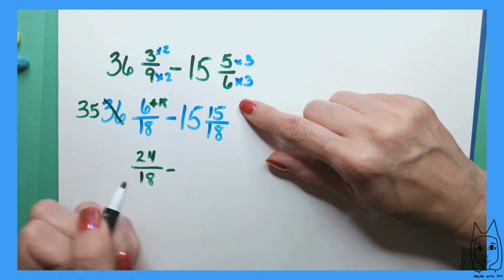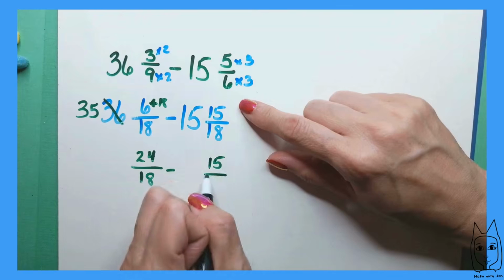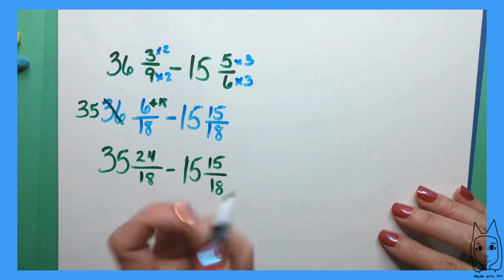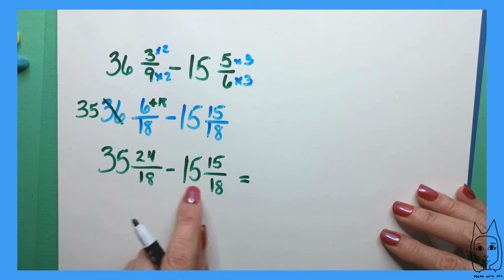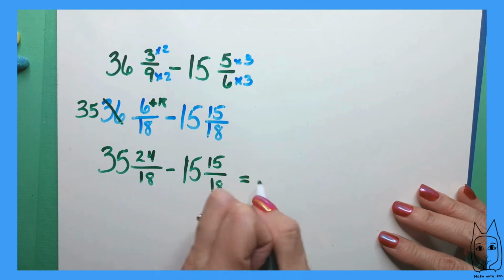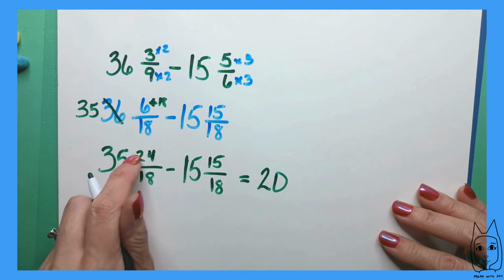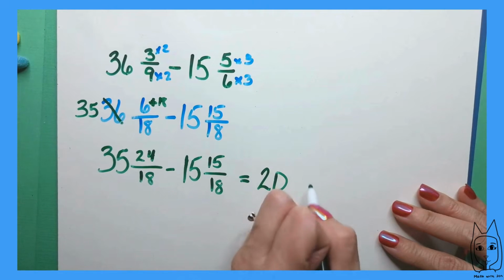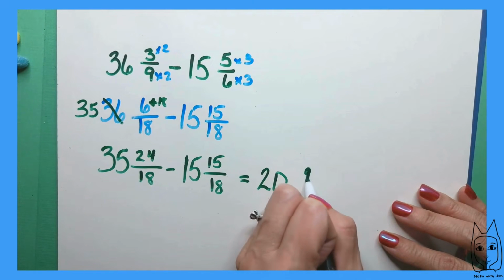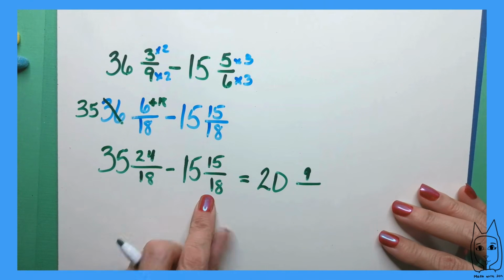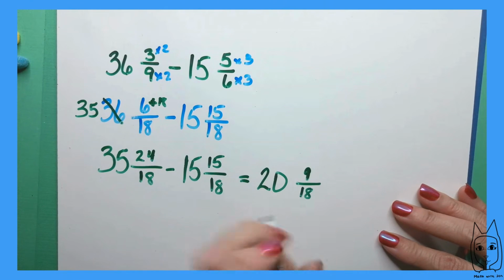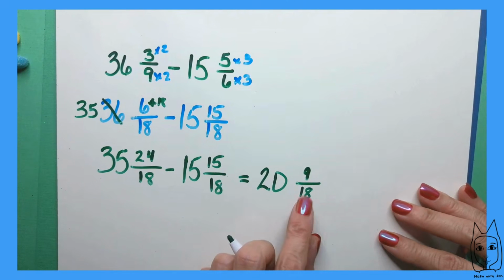And then I'm going to rewrite everything. I have 24 minus 15, so I'm good. I can go ahead and start subtracting everything. 35 wholes minus 15 wholes is 20. Then 24 parts minus 15 parts is going to give me 9. And in this problem, 18 equal parts made a whole. So that has to stay the same because I need to let people know how many parts make a whole.